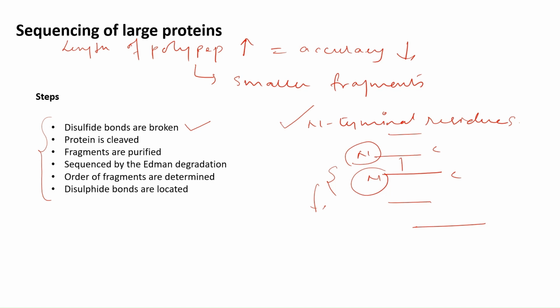So after determining the N-terminal residue, when we come to know that our protein is made up of more than one polypeptide, we'll break the polypeptides apart by dissolving the disulfide bond. So the first step becomes the breakage of the disulfide bond. After that, we have to cleave the proteins. Then after cleaving, we have to purify the fragments generated and sequence them by Edman degradation. After sequencing, we have to determine the order of fragments and then locate the position of the disulfide bonds. We'll study each step one by one in the following slides.